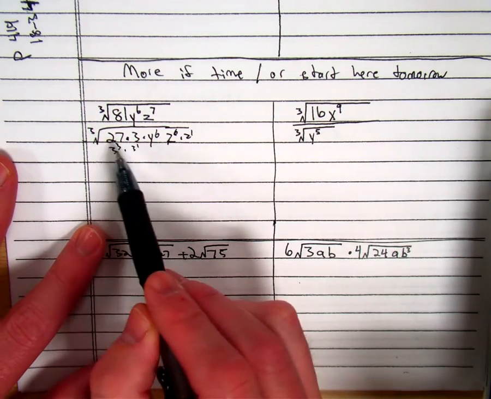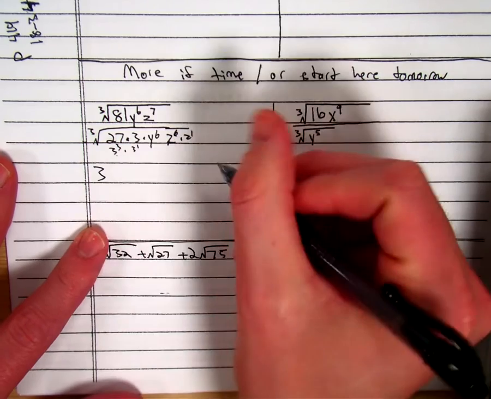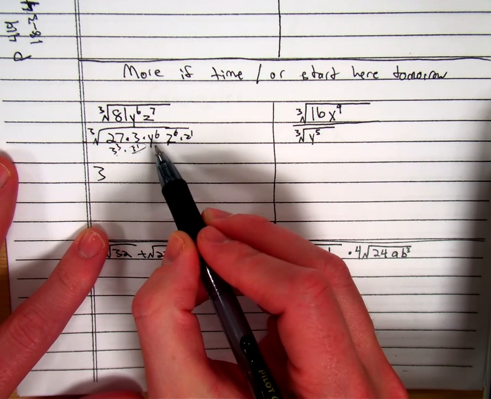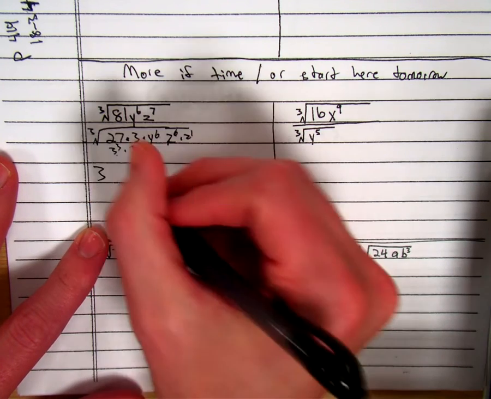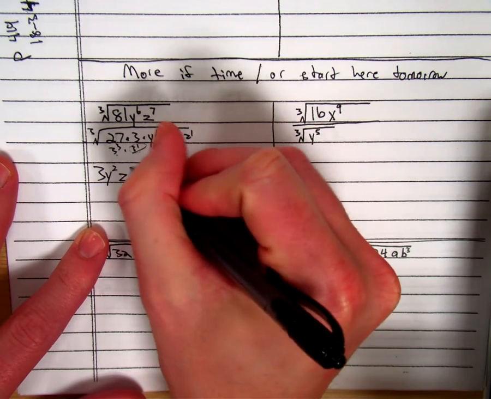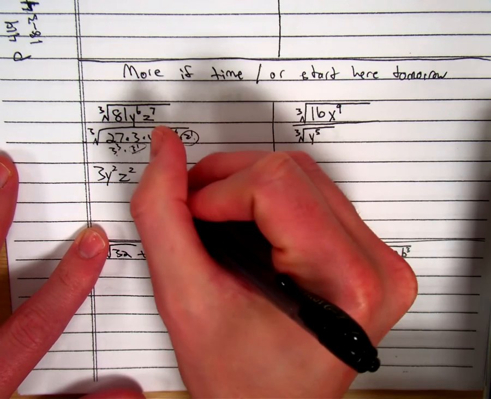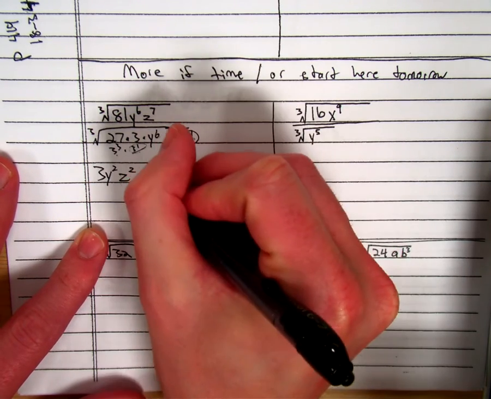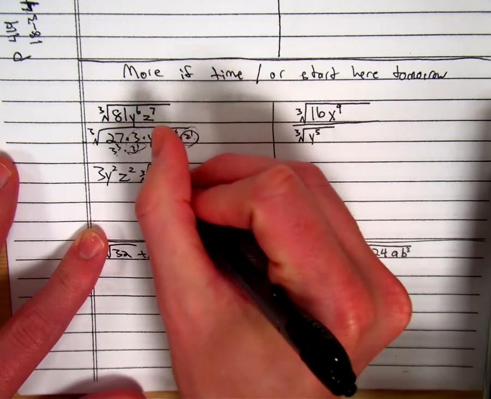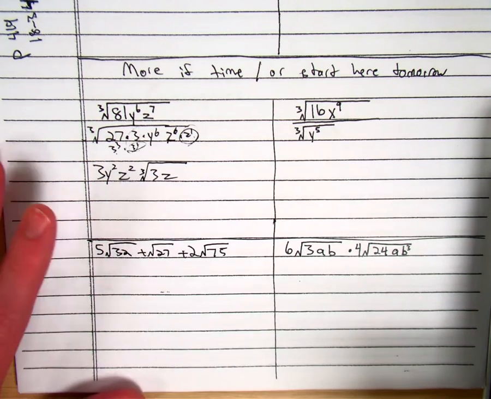So the cube root of 3 cubed, we're going to have 3 on the outside. That's going to stay on the inside. Cube root of y to the 6th, 6 divided by 3, we're going to have y squared on the outside. And we're going to have z squared on the outside, and we have a leftover z on the inside. Our leftovers there and there, 3z.